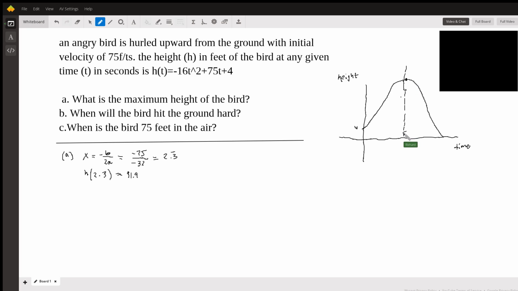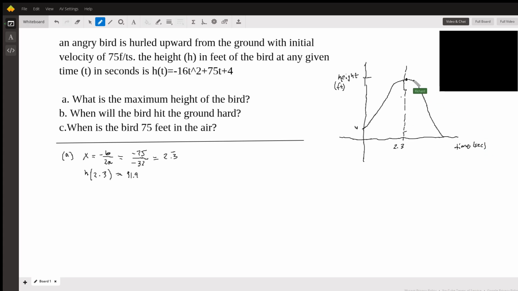So at 2.3 seconds, the bird reaches its maximum height, and that maximum height is roughly 91.9 feet. Height is in feet. Time is in seconds.